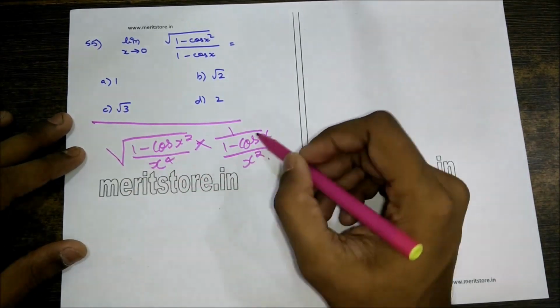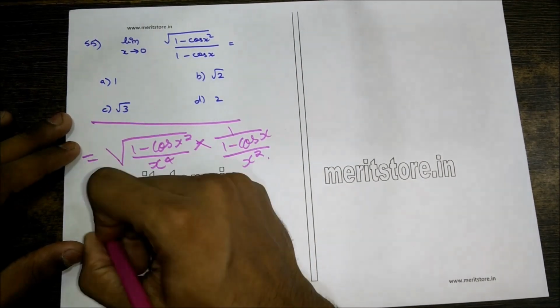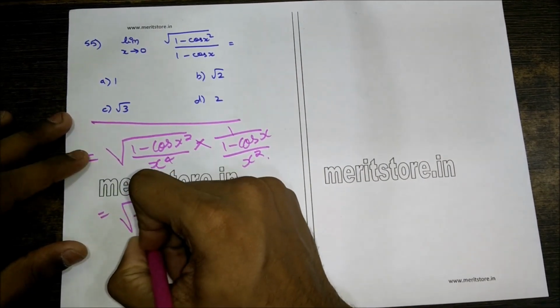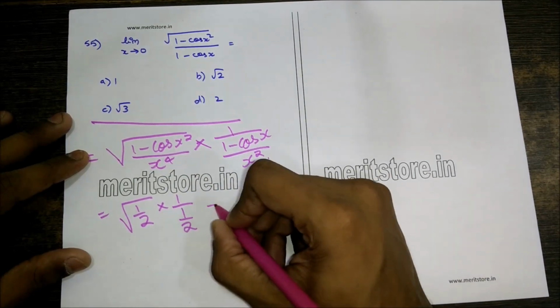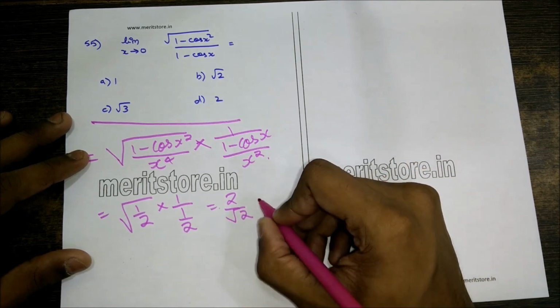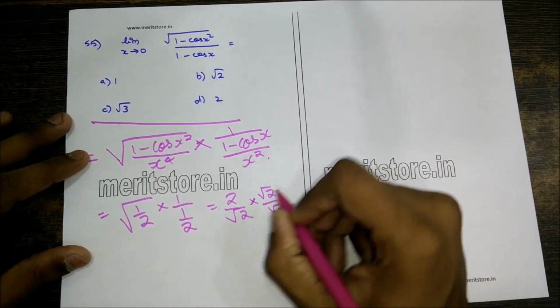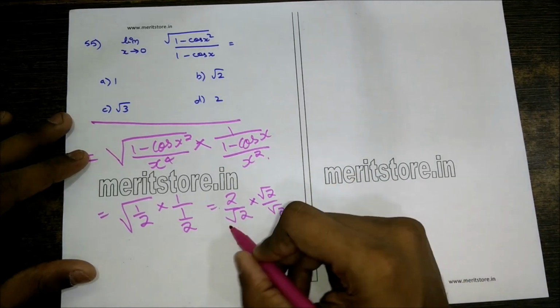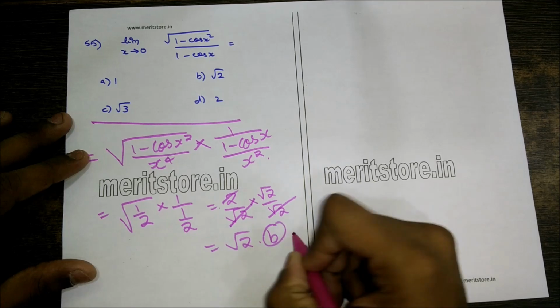Now applying the limits of x tends to 0 on this term, we get root of 1 by 2 into 1 upon 1 by 2, which gives us 2 by root 2. Now multiplying and dividing this by root 2, we get root 2, which is option B.